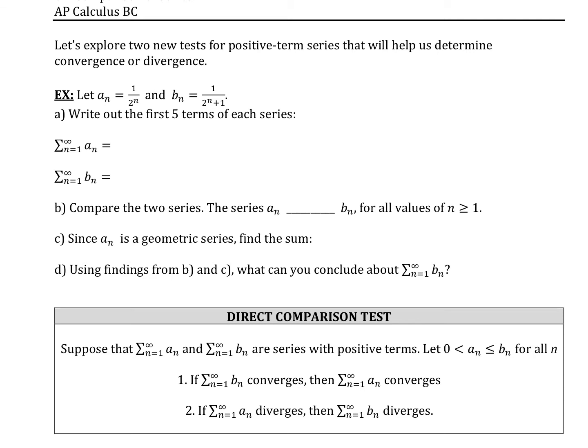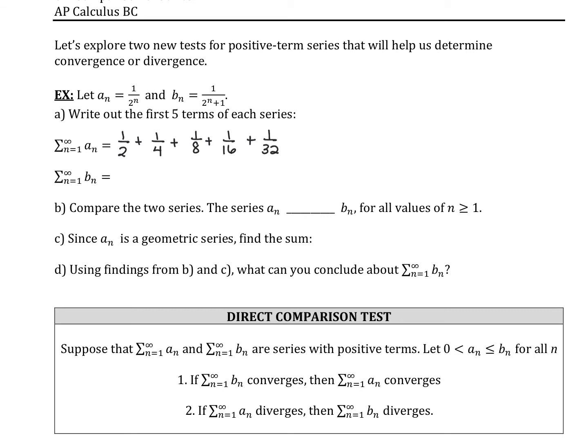If we do that, if we plug in 1, so we see our lower bound is 1 for a sub n, we'd get 1 over 2 to the first power. And if we plug in 2, we would get 1 over 2 to the second power. Let's go ahead and just call that 1/4. The third term would be 1 over 8. The fourth term would be 1 over 16. And the fifth term would be 1 over 32.